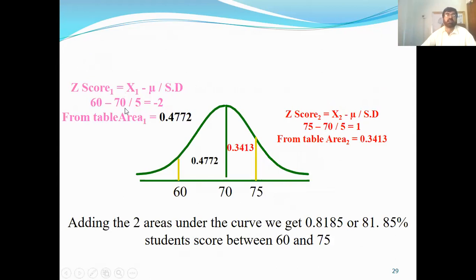So x1 minus mu over standard deviation gives -2, and for the other it becomes 1. So between 1 standard deviation and -2 standard deviations, here is the area 0.4772, and here at 1 standard deviation the area is 0.34. Adding these two together, it becomes 81.85% between 60 and 75.